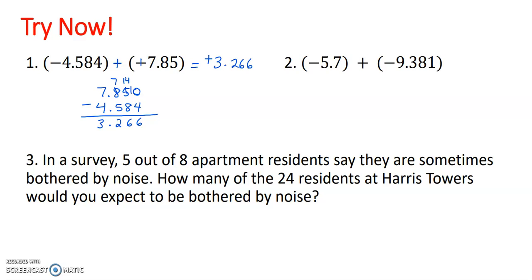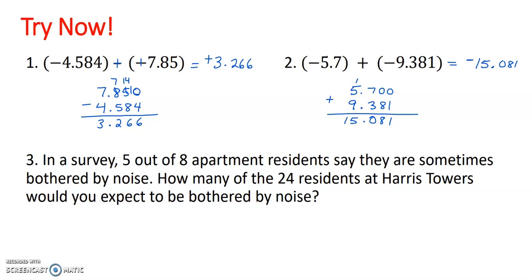For number 2, we already have adding, so we don't need to make any sign changes, but we have a negative plus a negative, so our answer will be negative. This time we can simply add the decimals to each other. So we'll take 5.7 and we'll add that to 9.381. And because that goes to 3 decimal places, we'll make the 5.7 to 3 decimal places and add those two numbers. So we'll have 1, 8, 10, we'll carry the 1, and 15. So it ends up being a negative 15.081, or 15 and 81 thousandths.